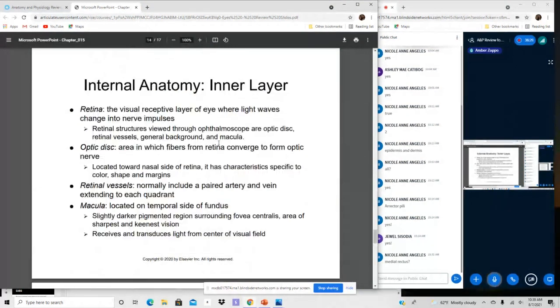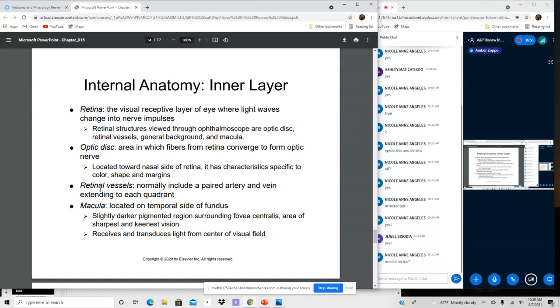The retinal structures are viewed through an ophthalmoscope, and those include the optic disc, the retinal vessels, the general background of the retina, and the macula. The optic disc is the area in which fibers from the retina converge to form the optic nerve. It is located toward the nasal side of the retina, and it has characteristics specific to color, shape, and margins.